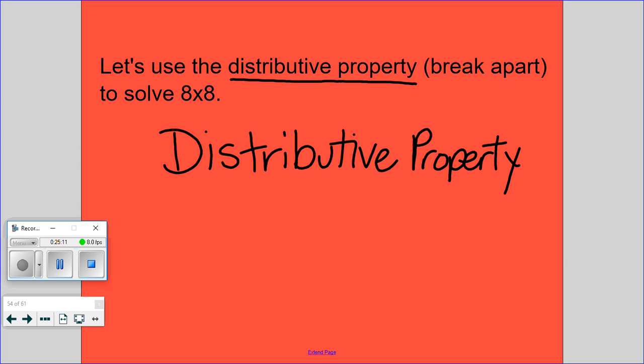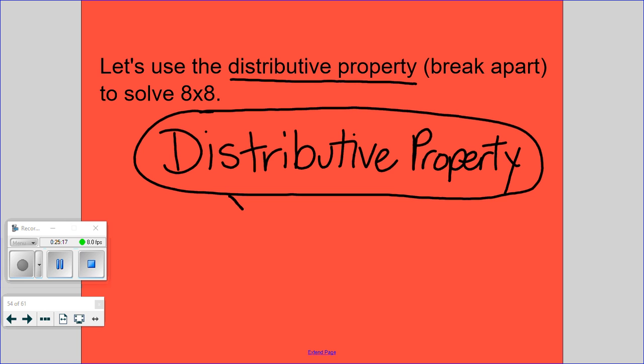The distributive property is a fancy math rule that we know as break apart. So if you see the words distributive property, you should automatically think break apart. So make sure on your title you put break apart.